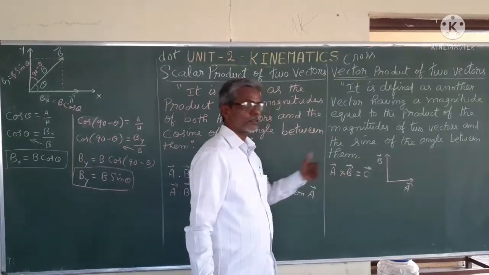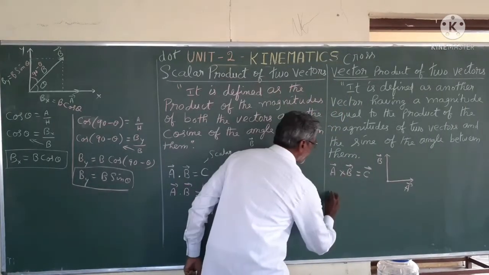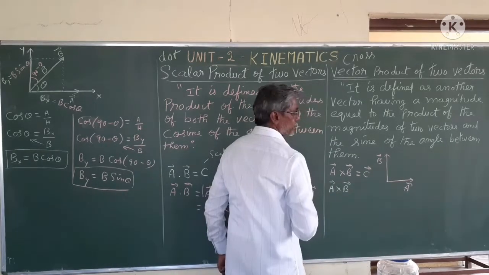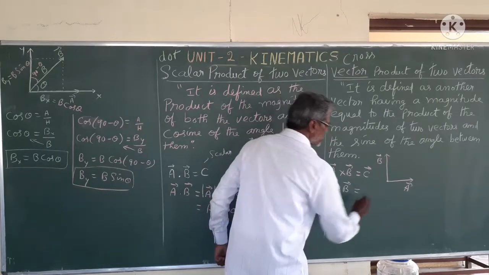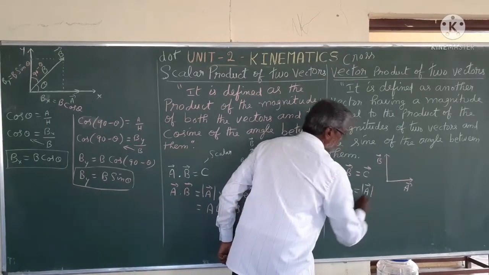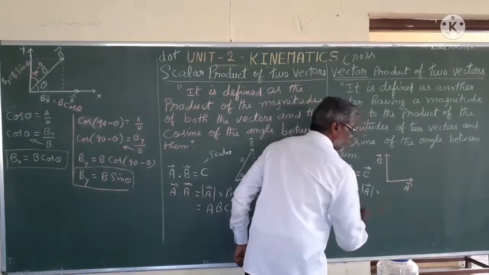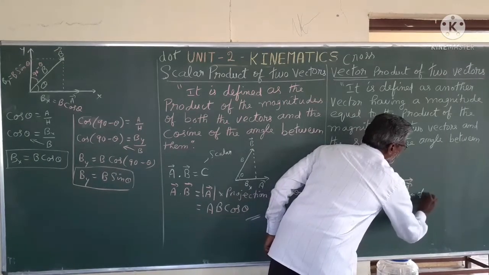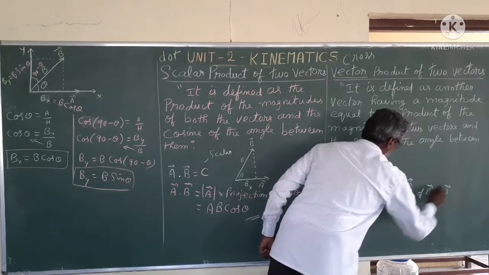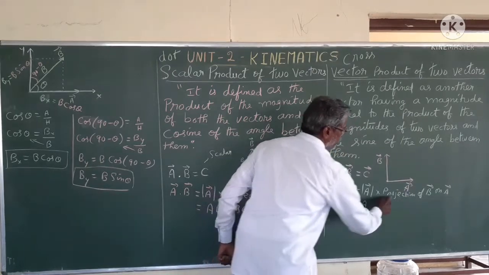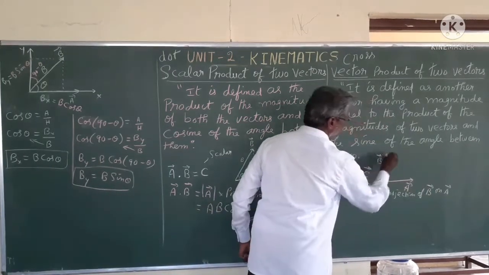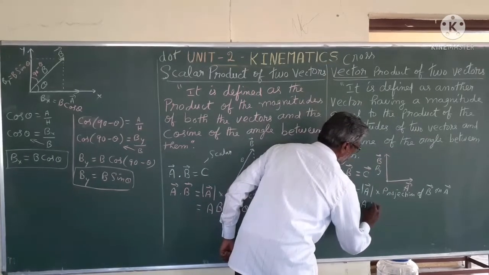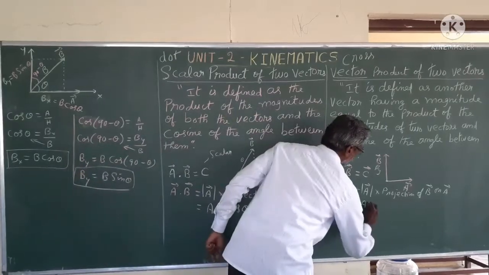So I am using what? Cross. So the cross product of a vector and b vector will be equal to the magnitude of a vector into the projection of b vector on a vector. The projection is here itself. That's why it is dy. What is the value of dy? b sin theta.